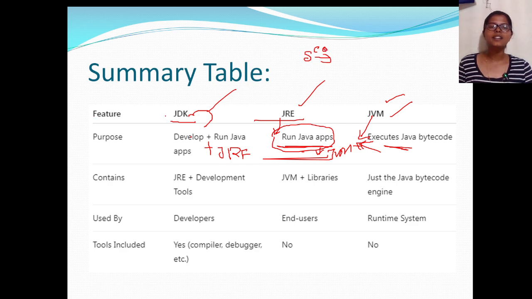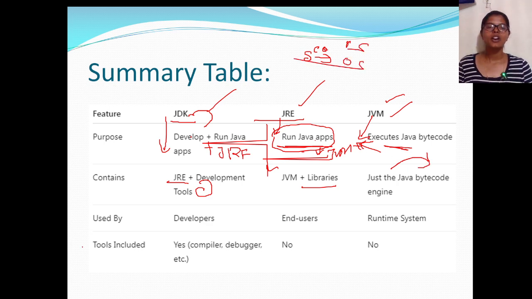So what does JDK contain? It includes the JRE plus all the development toolkits. JRE contains the JVM plus all the libraries required to run an application, and the JVM is just a bytecode engine which allows us to run a Java program on different operating systems. Who uses the JDK? It is mostly used by developers. They need the development toolkits to build an application. And JRE is for end users, where a user runs the Java program.